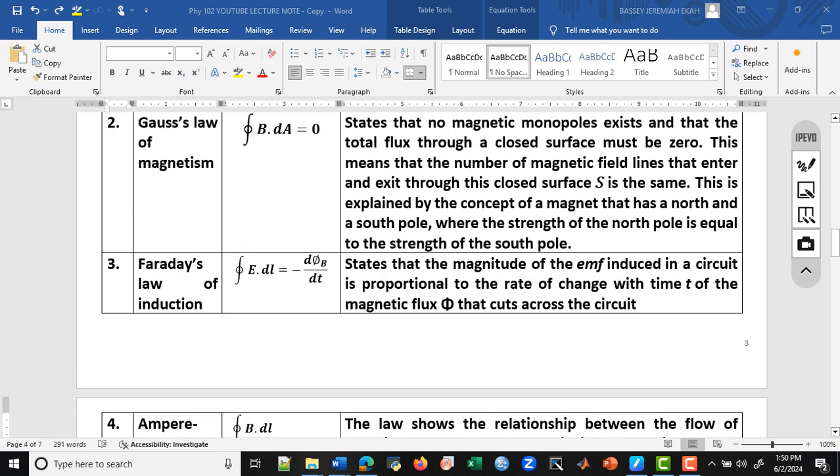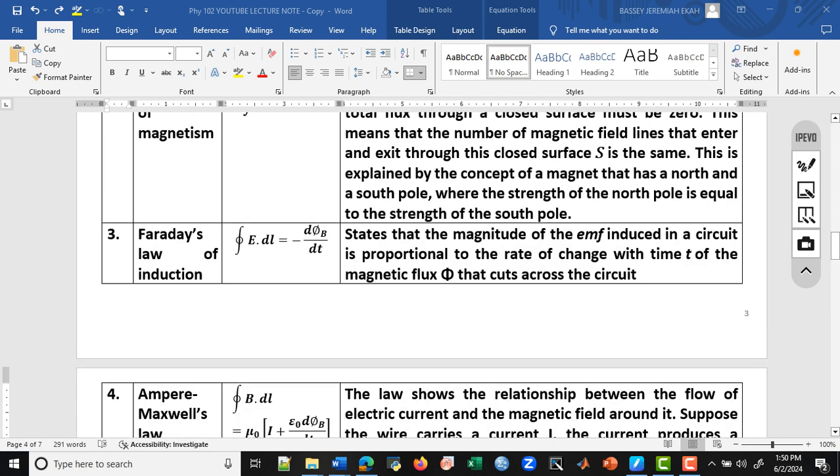Faraday's law of induction states that the magnitude of the EMF induced in a circuit is proportional to the rate of change with time of the magnetic flux that cuts across the circuit. So you see the mathematical expression for that statement.